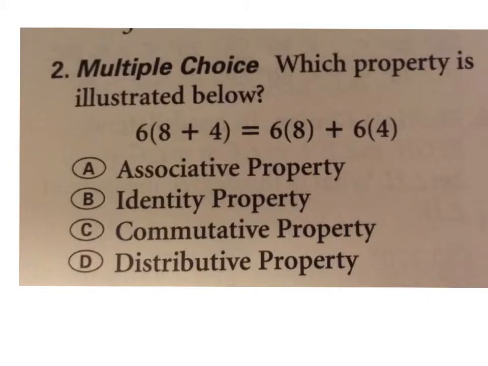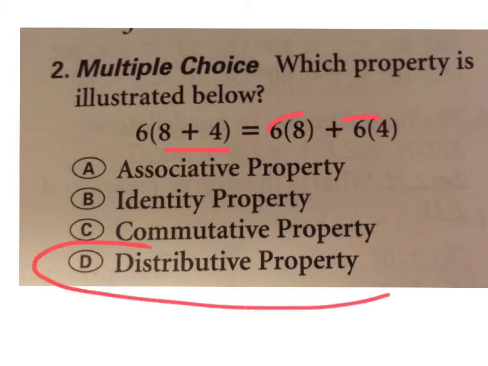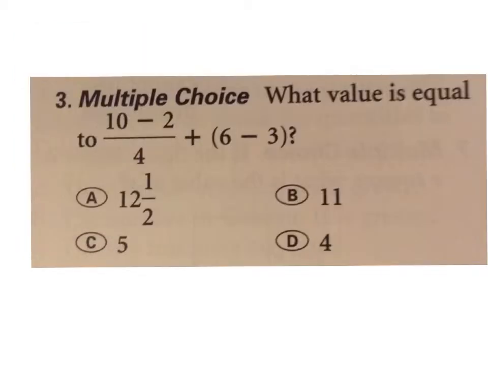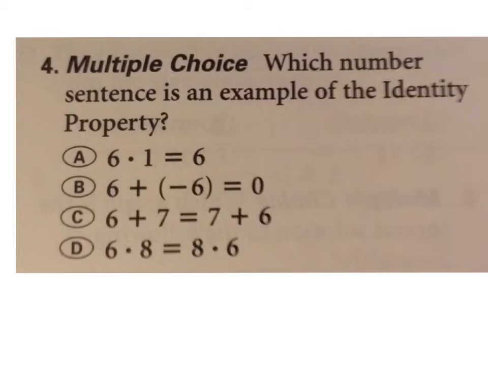Which property is illustrated below? You have 6 times the quantity of 8 plus 4. And then you're distributing the 6 to each item inside, so that would have to be D. 10 minus 2 is 8. 8 divided by 4 is 2. And then 2 plus the quantity of 6 minus 3. That's going to be 3, so 2 plus 3 would be 5. The identity property would not change the value of what you're starting with. So in each case you're starting with a 6, and in only one case in here do you end up with something that is 6 on the right of the equal sign. So it should be A.